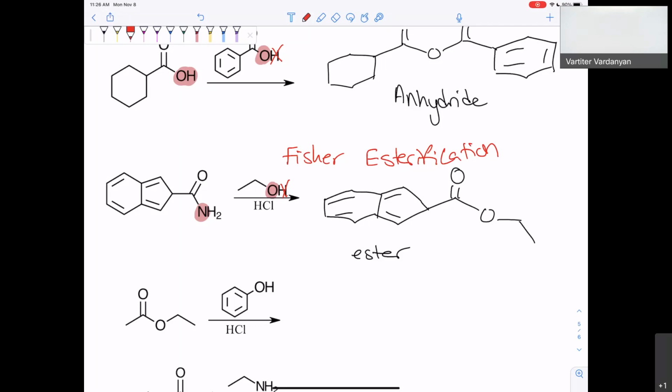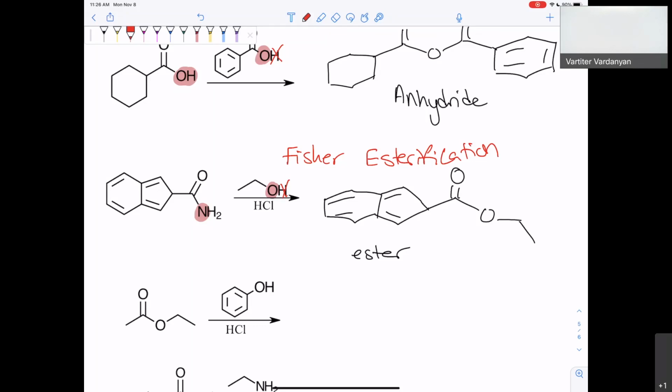So Fischer esterification is basically making an ester from any carboxylic acid derivative. All the things in this chapter are called carboxylic acid derivatives. So an anhydride, a thioester, an amide, all those things.